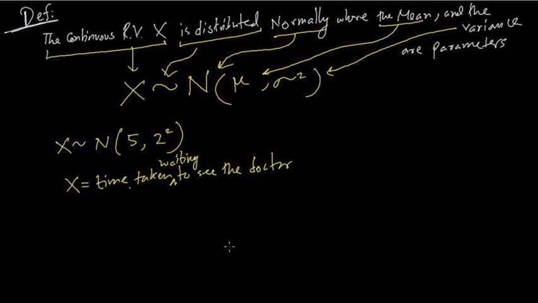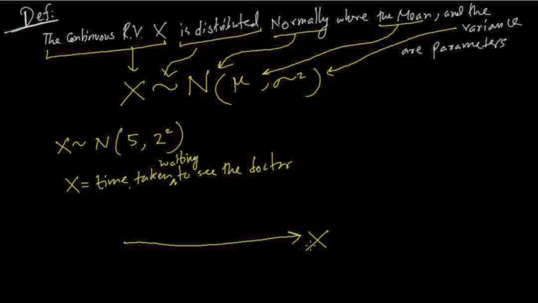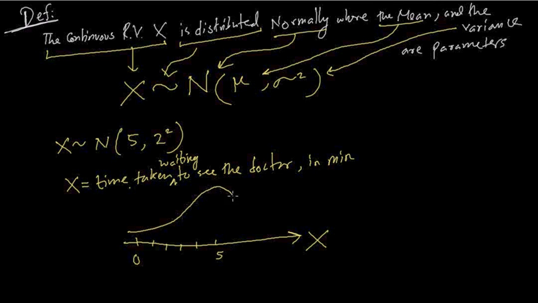So if you want to take a picture of this, let me draw a horizontal number line. This number line is x. X is in minutes, so the time taken waiting for the doctor in minutes. It has to have a unit. So if this starts from 0, 1, 2, 3, 4, then this will be 5, so it will be something like this. So this will be the mean, and if the standard deviation was more, then the gap would be more from one data point to another, and it would be wider.